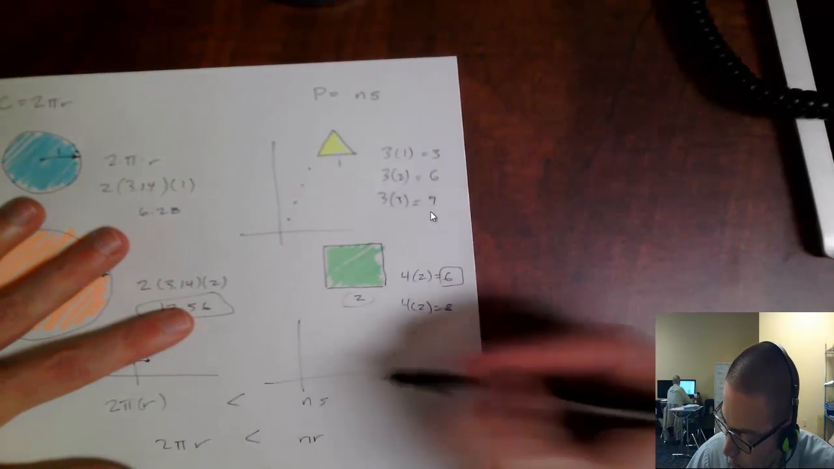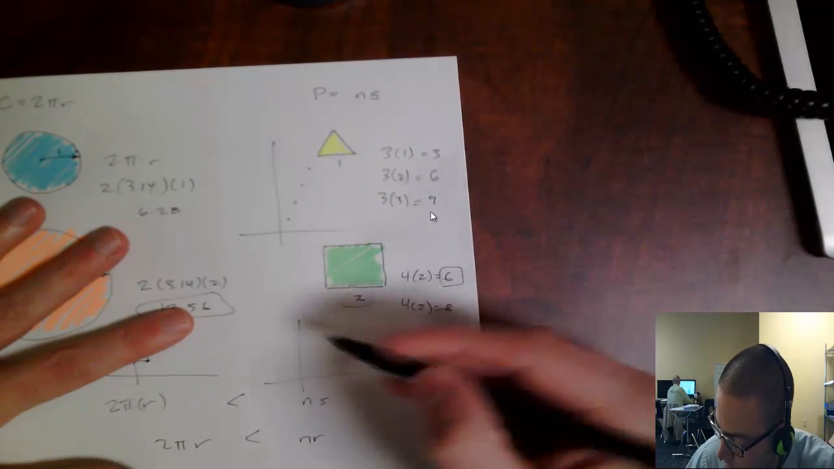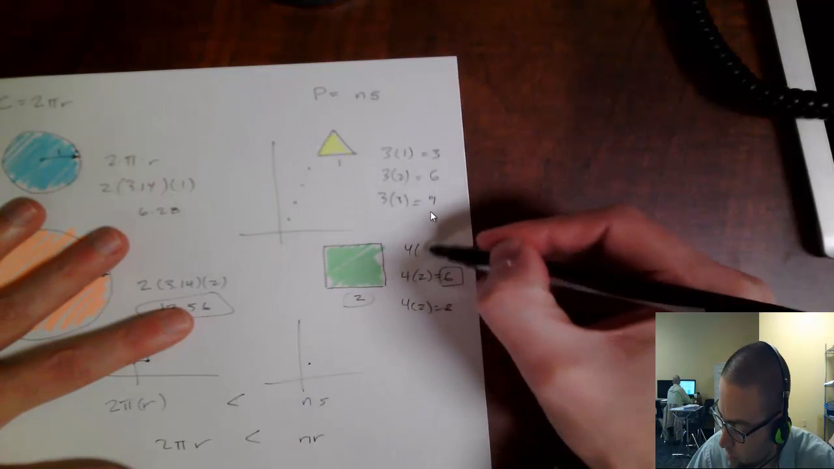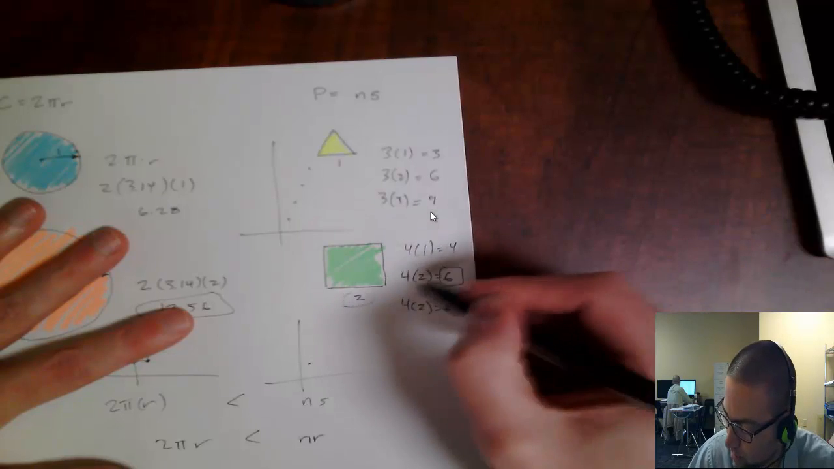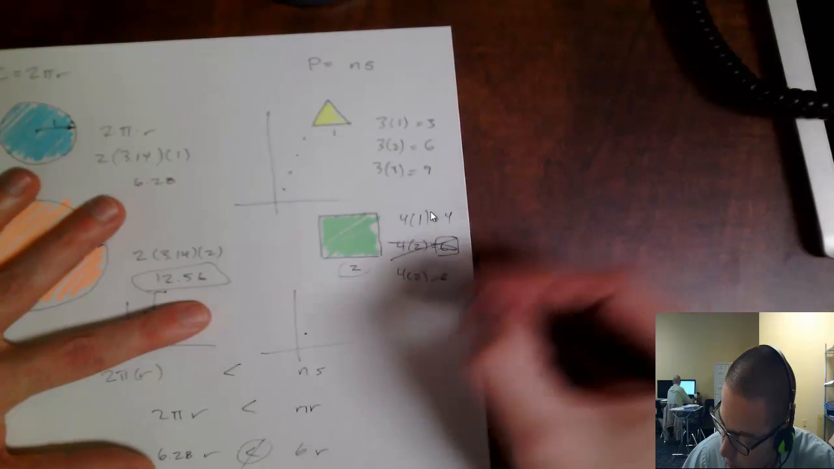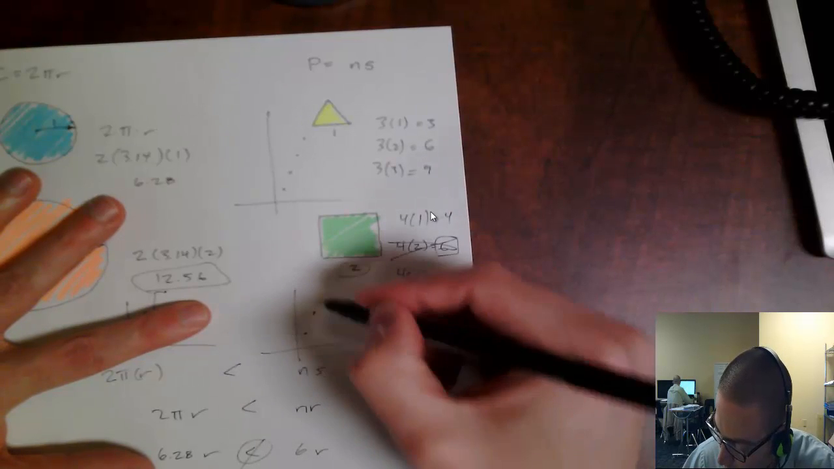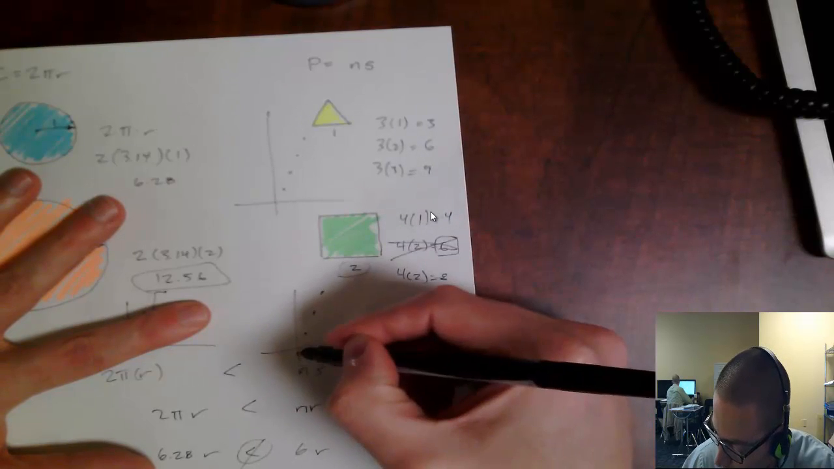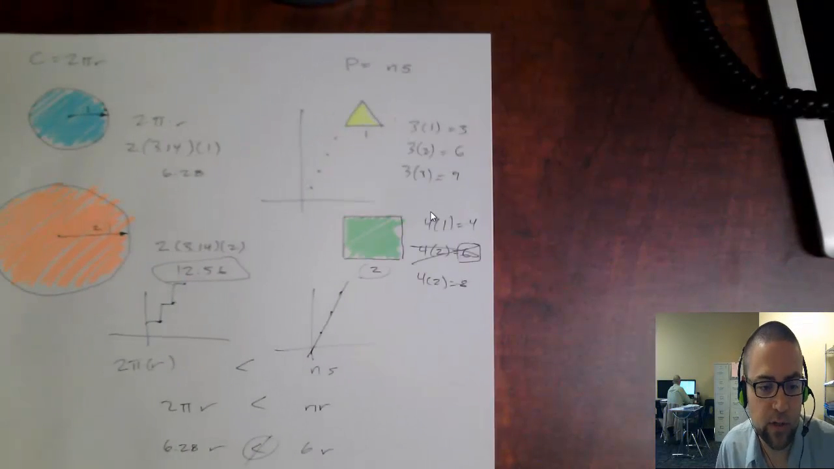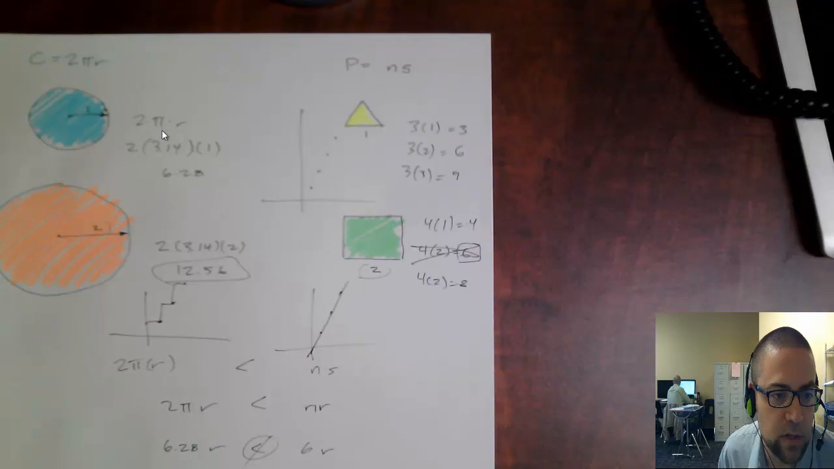Also, the perimeter of the square grows in a linear way. It's 4 times 1, which is 4, 4 times 2 is 8, 4 times 3 is 12, and it would grow like that. Okay, so we're talking about linear functions now, and those are just a couple of examples.